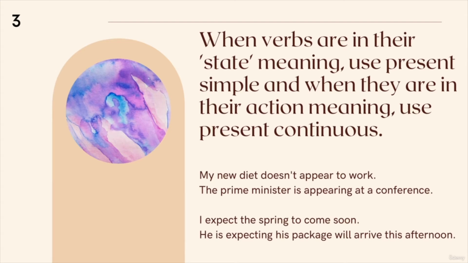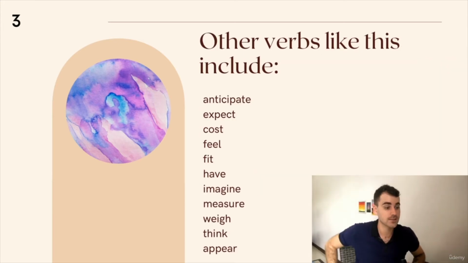Here are some examples. My diet doesn't appear to work. The Prime Minister is appearing at a conference. I expect the spring to come soon. He is expecting his package will arrive this afternoon. So, just for your reference, other verbs that have both state and action meanings include anticipate, expect, cost, feel, fit, have, imagine, measure, weigh, think, appear.